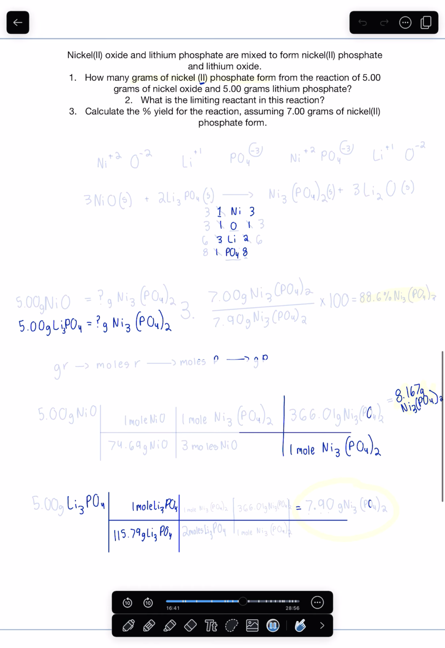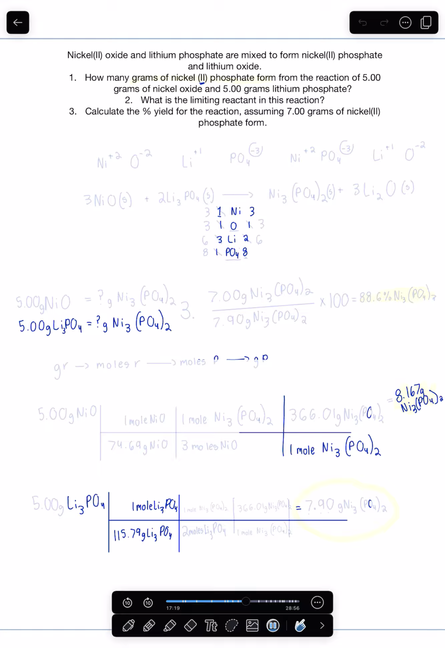Right, so on to our next problem. It states nickel 2 oxide and lithium phosphate are mixed to form nickel phosphate and lithium oxide. It asks us how many grams of nickel 2 phosphate form from the reaction of 5 grams of nickel oxide and 5 grams of lithium phosphate. It also asks us what is the limiting reactant in this reaction and to calculate the percent yield for the reaction, assuming 7.00 grams of nickel 2 phosphate form.